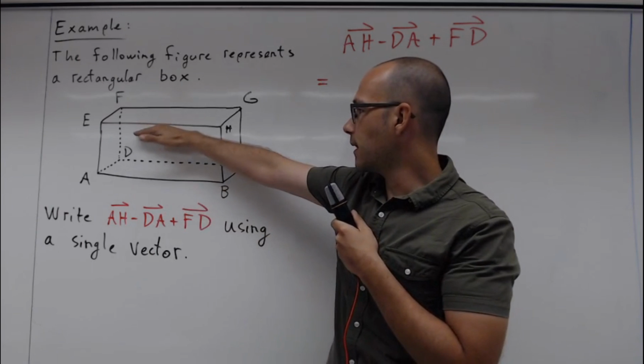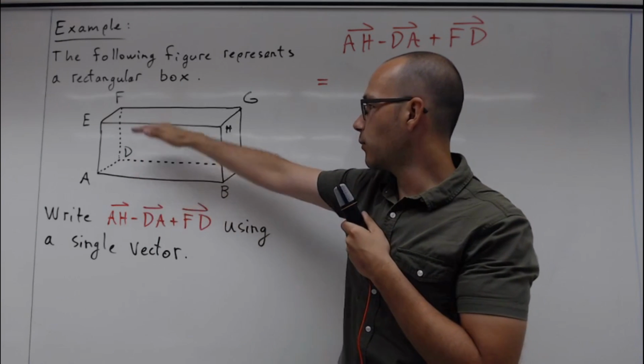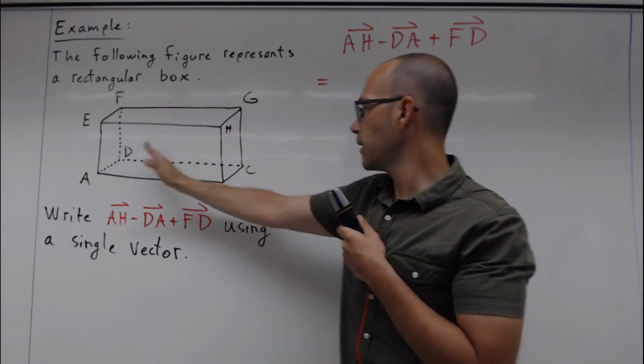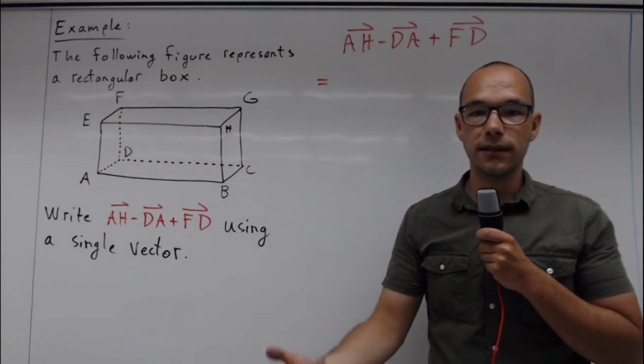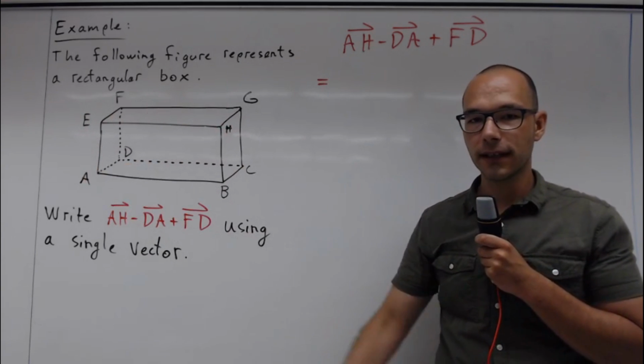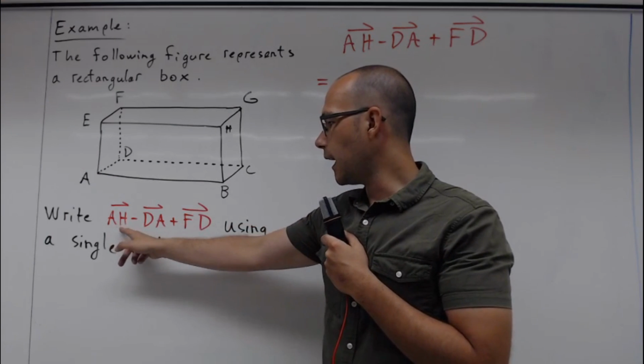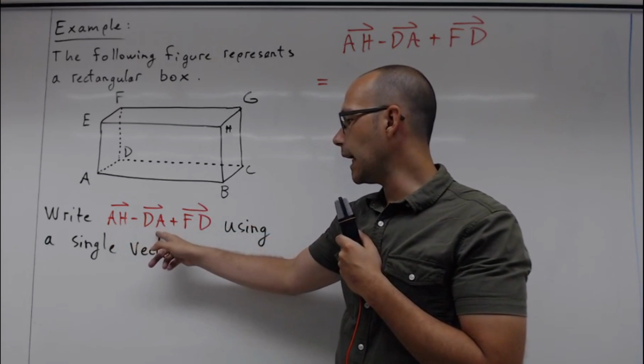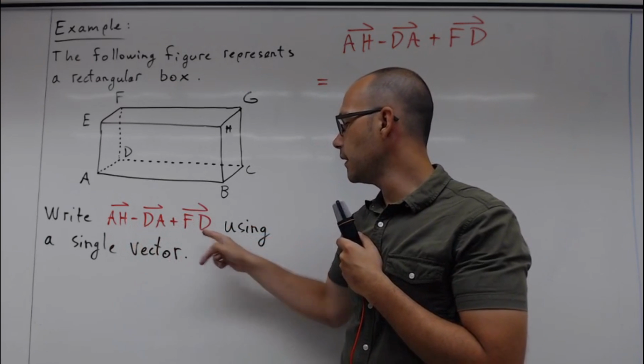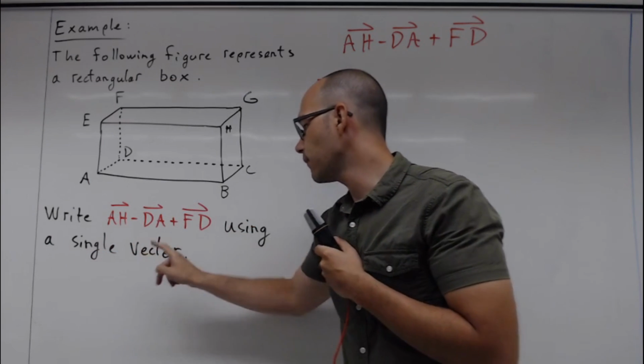That means that this line is parallel to that line, this one to this one, and this one to this one. So this is a rectangular box. And what we have to do is write AH minus DA plus FD using a single vector.